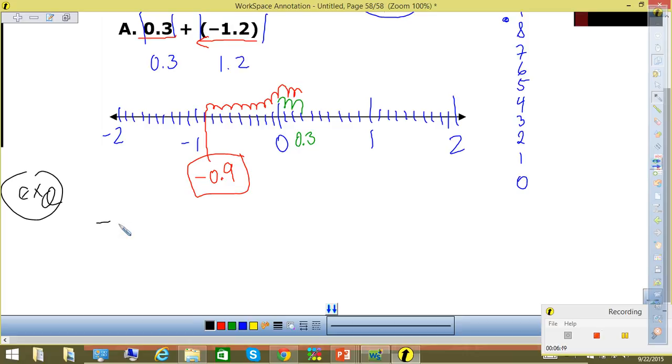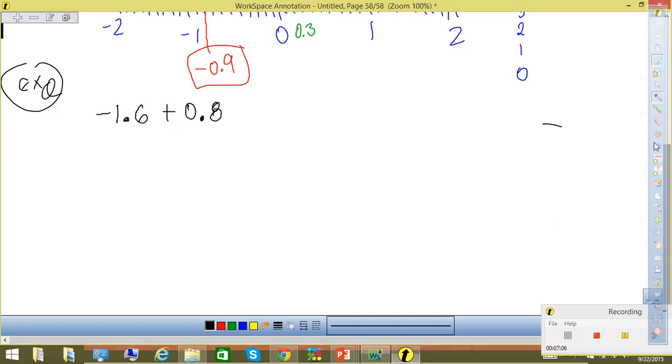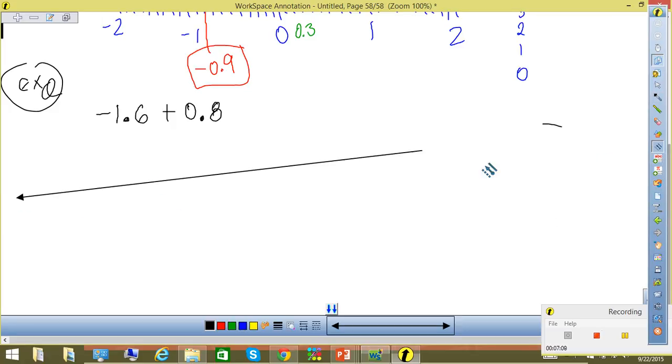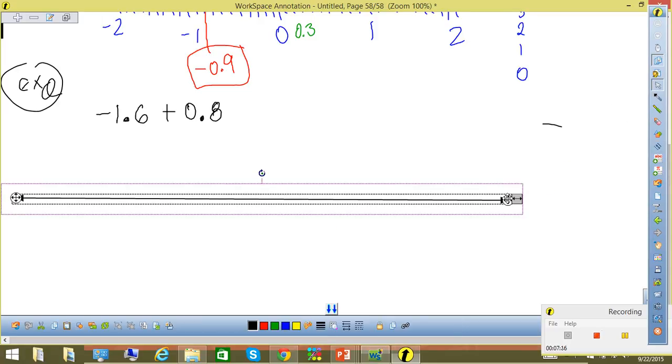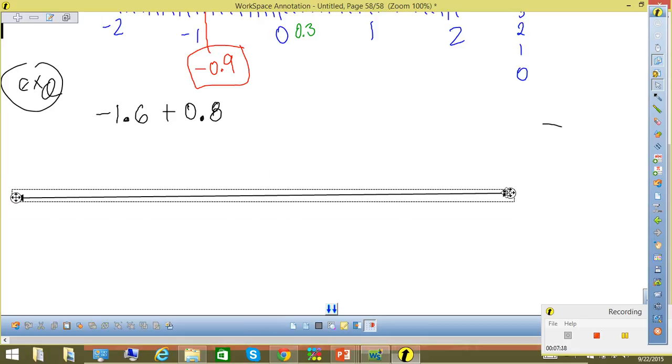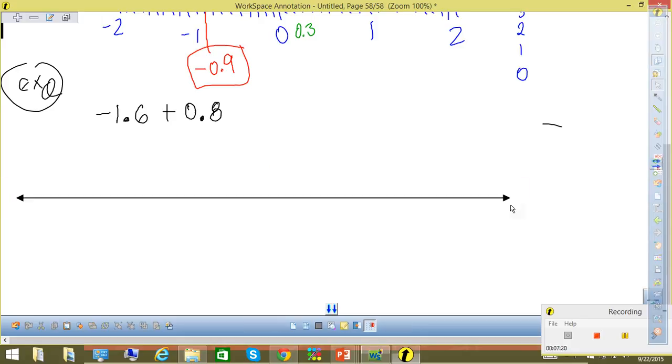Negative 1.6 plus 0.8. See what you get. Go. All right, let's see. So you drew your number line, is that correct? And is it crooked? There it is.